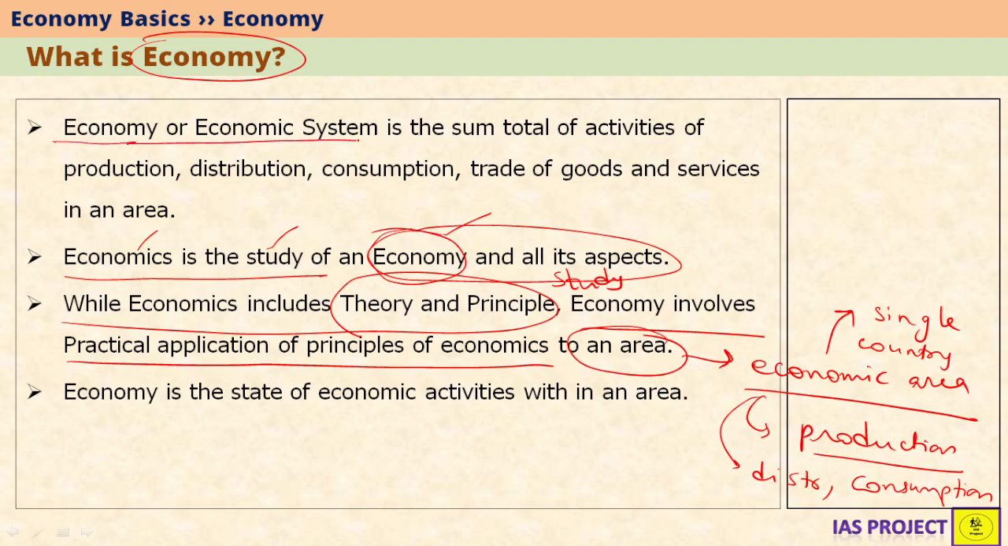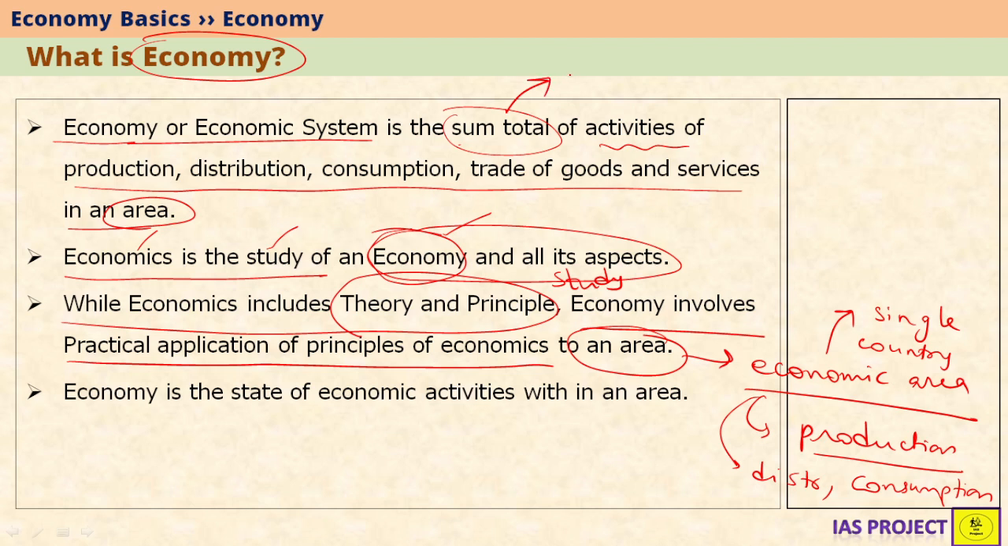Economy is also called an economic system, and economy or economic system is the sum total of activities of production, distribution, consumption, trade of goods and services in an area. Again, in an area. So area is very central to the concept of economy. The word sum total here is often replaced with the word gross in many textbooks. For example, even the word GDP, which means gross domestic product, the letter G, which means gross, simply means sum total.